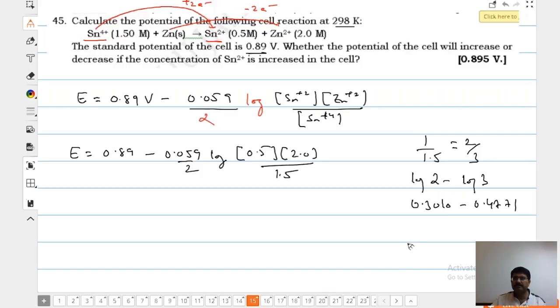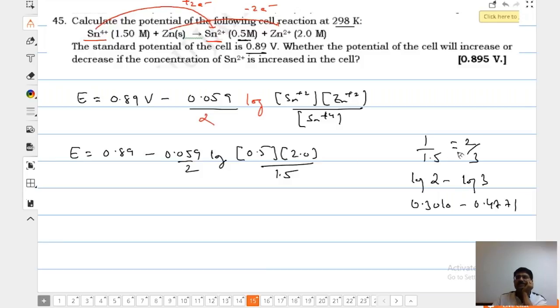Where 5? Where did I write 5? I have not written 5 anywhere. It is 0.5. He gave it, Anand. He gave the concentration of Sn. He gave the concentration of zinc. He gave the concentration of this. Shouldn't we take ln? Why ln? I never taught you natural logs.